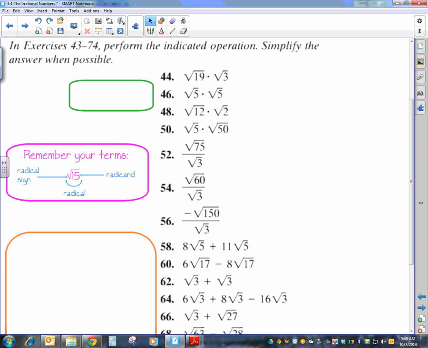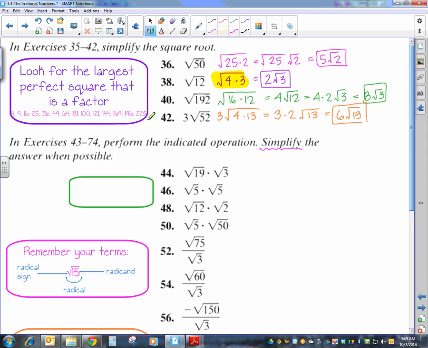As we have talked about, when you go through the square root of 19 times the square root of 3, we're always going to simplify our answers. When we simplify our answers, that means there are no factors that are perfect squares that are part of the radicand. Remember that the radicand is the part underneath. So none of these numbers, as they get higher, would be factors of that.